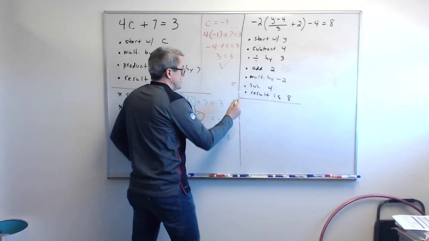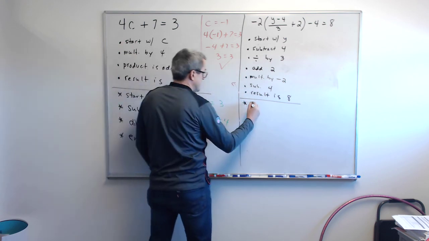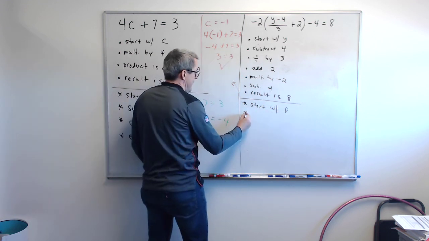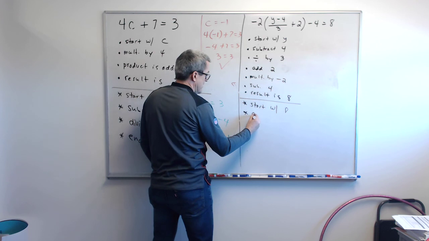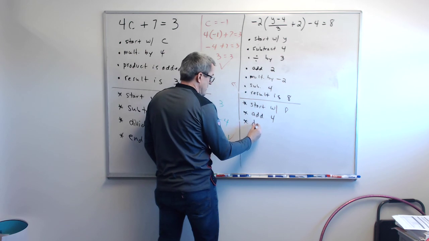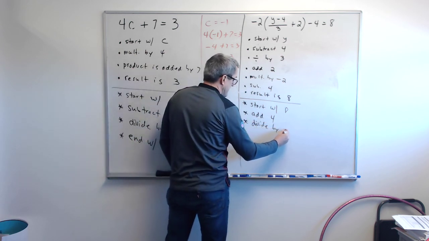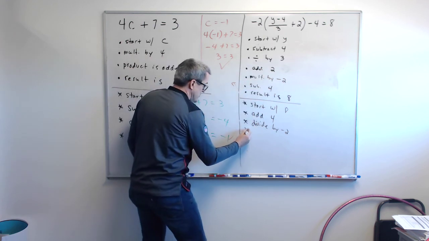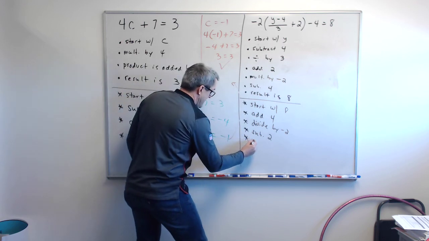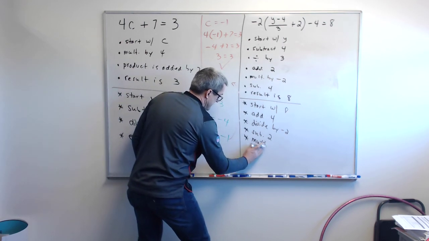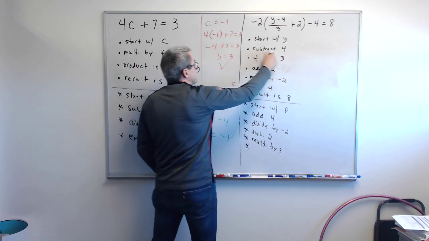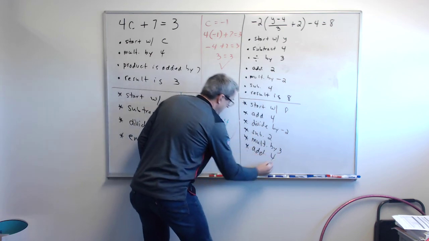All right, deconstruction. So we're going to reverse the process. So where we resulted in 8, we're now going to start with 8. What are we going to do to 8? Instead of subtract 4, we're going to add 4. Instead of multiply by negative 2, we're going to divide by negative 2. Instead of adding 2, we're going to subtract 2. Instead of divide by 3, we're going to multiply by 3. Instead of subtract 4, we're going to add 4.